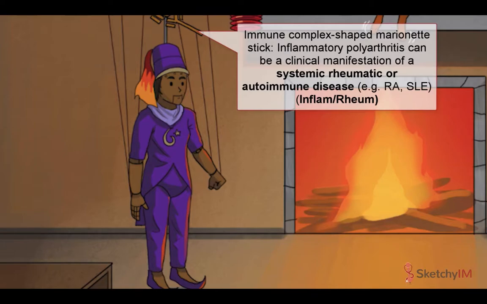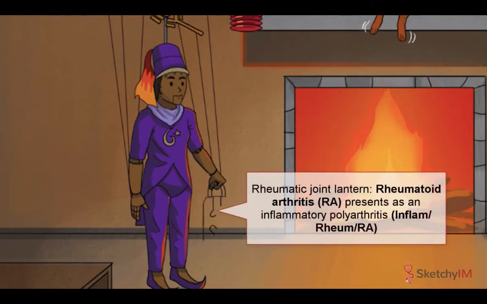First of all, polyarthritis can often be the presenting feature of a systemic rheumatic or autoimmune disease, as illustrated by the immune complex shaped crossbar above this polyarticular puppet. The first etiology you probably think of when you hear polyarthritis is rheumatoid arthritis, which we'll abbreviate RA. RA is a progressive symmetrical inflammatory arthritis that, without proper treatment, leads to joint destruction and disability.